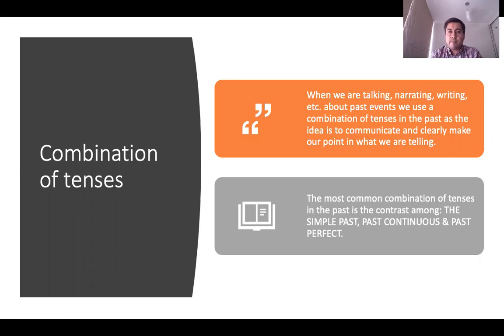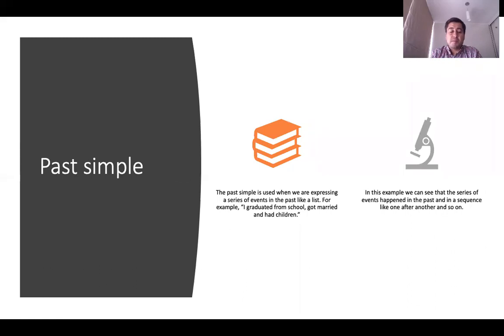So, let's remember the past simple. The past simple is used when we are talking about specific events that happened in a specific period of time in the past. For example, I graduated from school, got married, and had children.